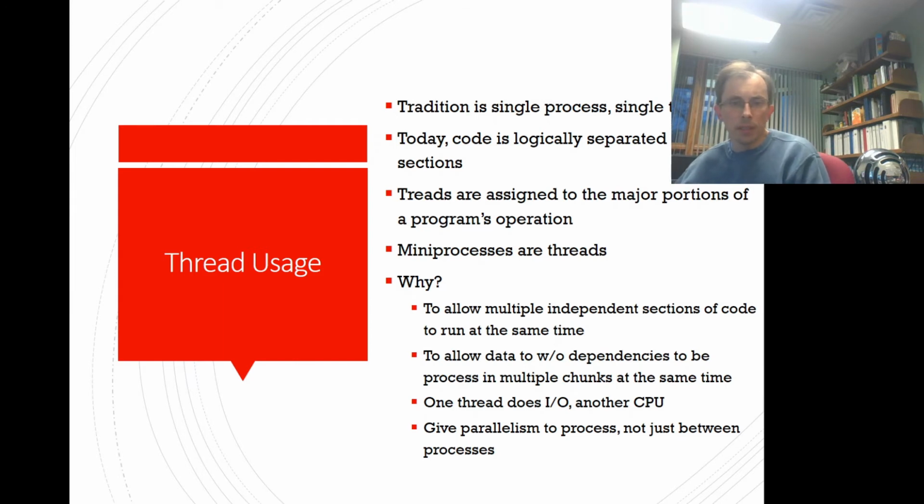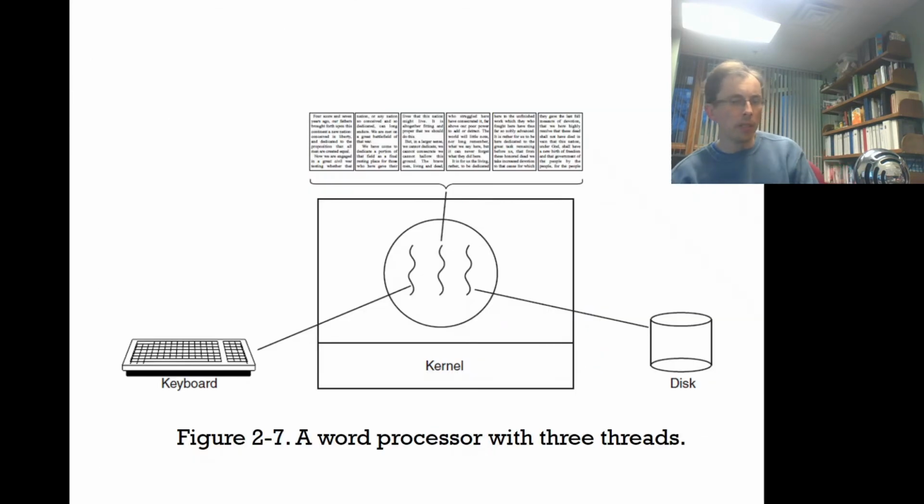Anyways, again, here's a word processor with three threads: keyboard, disk, and the current contents of what's in the word processor. And you could have a separate thread for each of those. Right? Keyboard taking input, disk to write out changes to the Word document, and then obviously a GUI that renders the environment itself. Right? So there's the word processing document. Keyboard takes input, disk writes out changes.